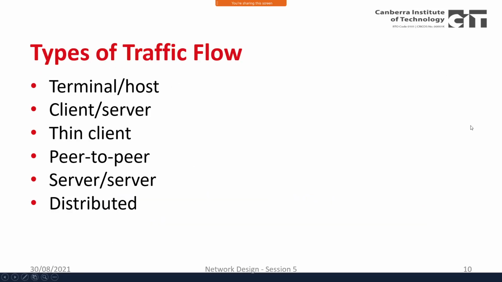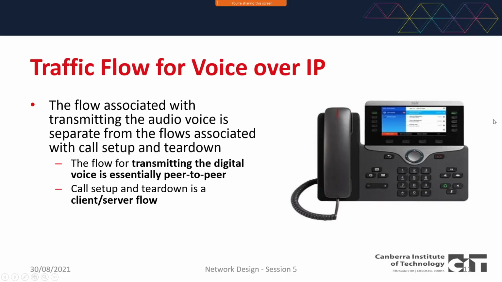All right, cool. Now, types of traffic flow. Traffic flow can have many types. We can have terminal to host traffic flow. We can have client to server traffic flow. We can have a traffic flow to a thin client. A peer-to-peer traffic flow would be bidirectional. Server to server traffic flow is another one, which is usually bidirectional. Distributed as well, which can be a little bit of both, and so on.